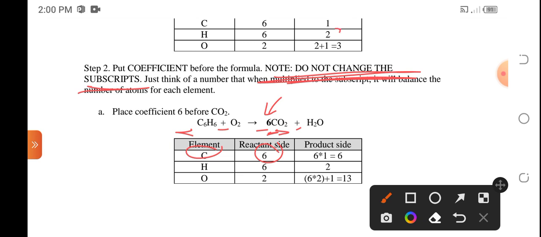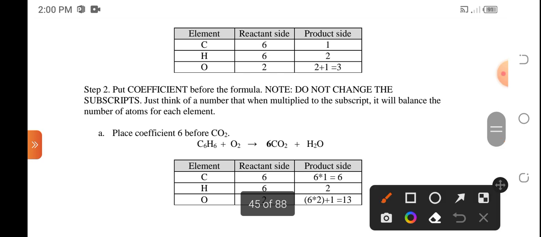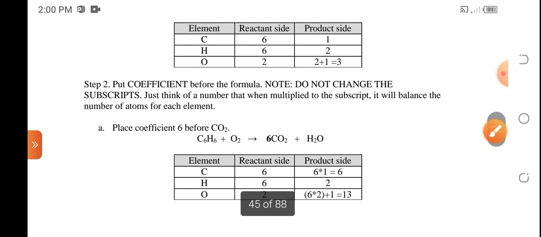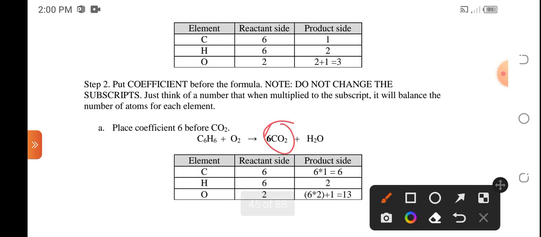Okay, 1 lang siya kanina doon. Okay, so 1 lang siya kanina. We put 6, and take note that if we're going to put 6 here, that coefficient will be multiplied to the subscript, original subscript of the element. So that would be 1. So since walang nakasulat na subscript kay carbon dun sa carbon dioxide, of course, we know that that's 1. So 6 times 1 is 6. With that coefficient, carbon now is balanced.